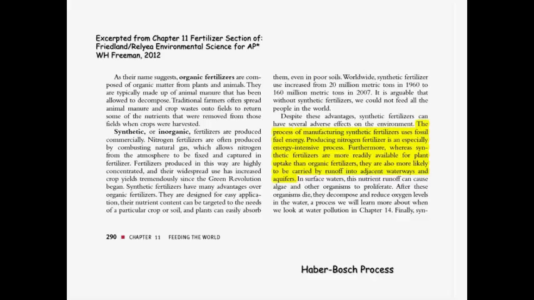We have some text in our book. This is on page 290, and we don't use the name the Haber-Bosch process, and I don't know how many of you use that name when you discuss it, but we're talking about the process of manufacturing synthetic fertilizers uses fossil fuel energy. So in particular, producing nitrogen fertilizer is an especially energy-intensive process. So you're using natural gas to take N2 from the atmosphere and convert it to ammonia.